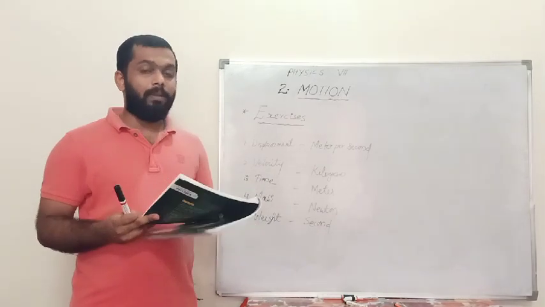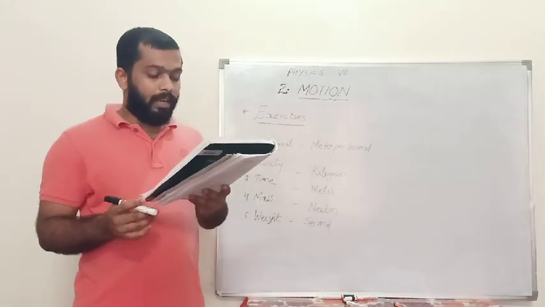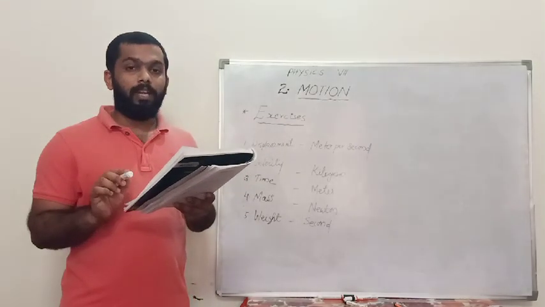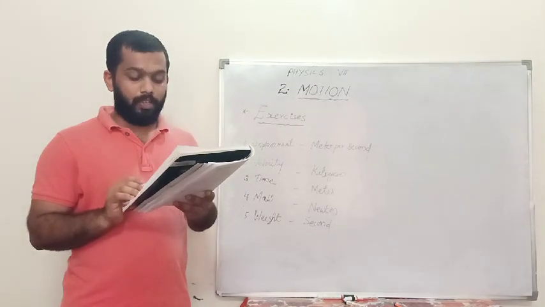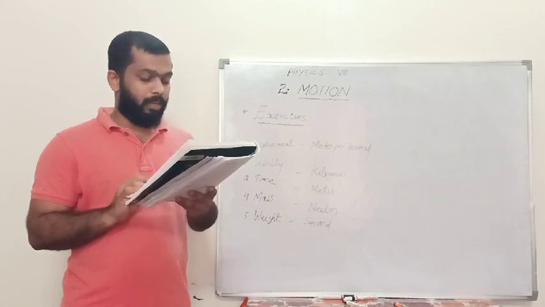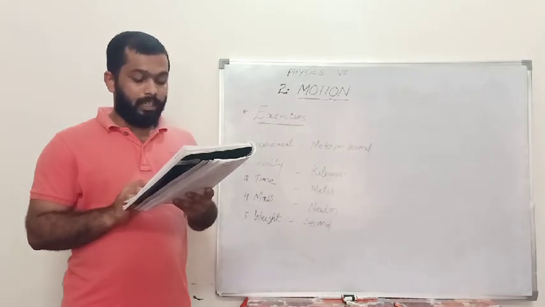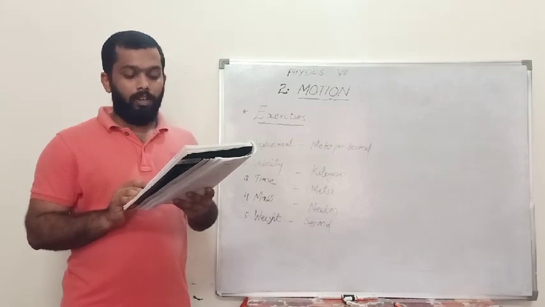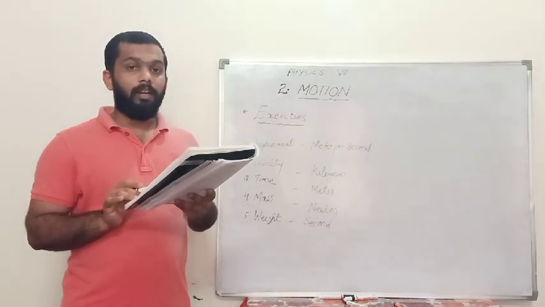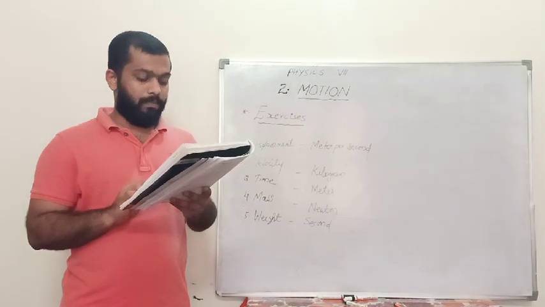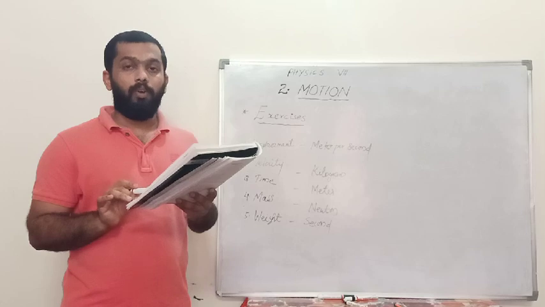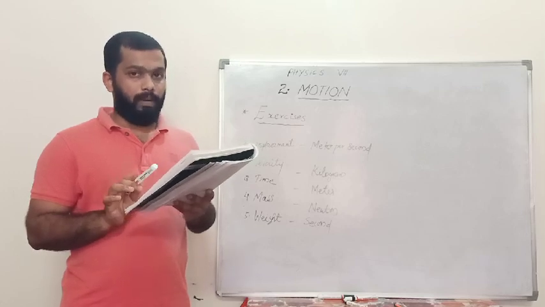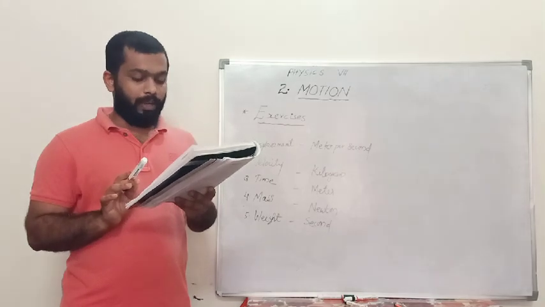Next set, fill in the blanks. A disc thrown by an athlete is an example of dash type of motion. Answer is rotational. Second question, an object moving in a curved path is said to have dash motion. Answer is curvilinear motion. Third one, dash is the shortest distance between the initial and final position of a body. Answer, displacement.